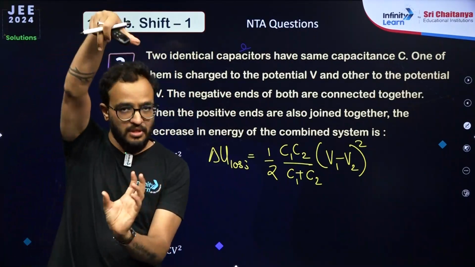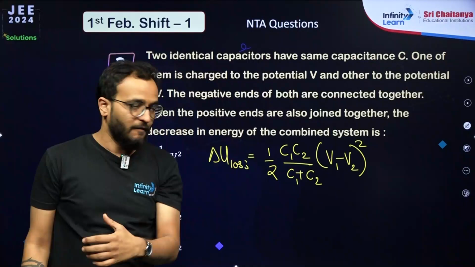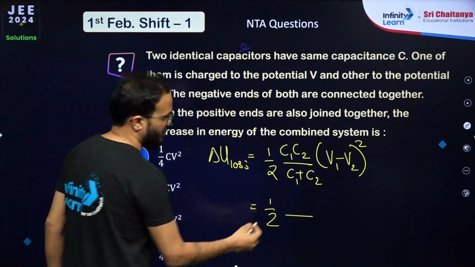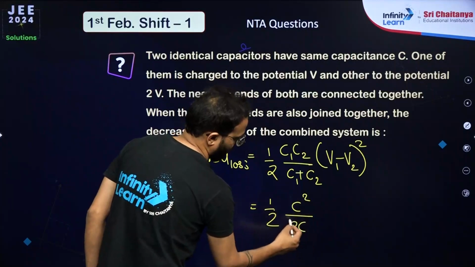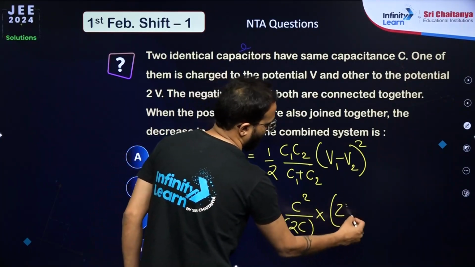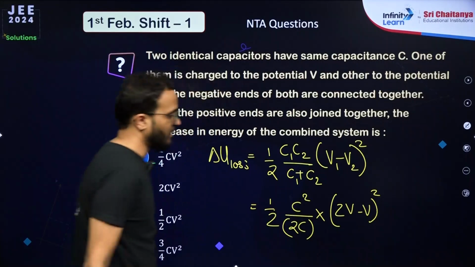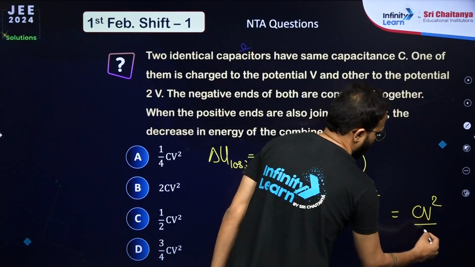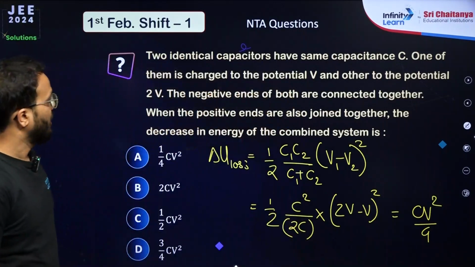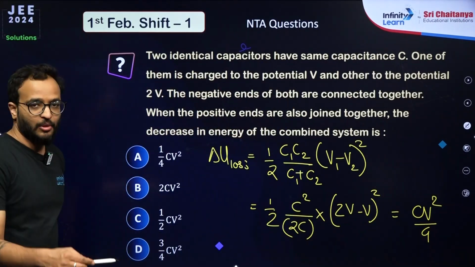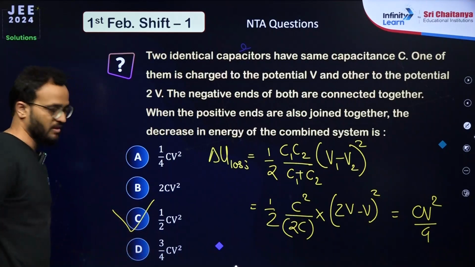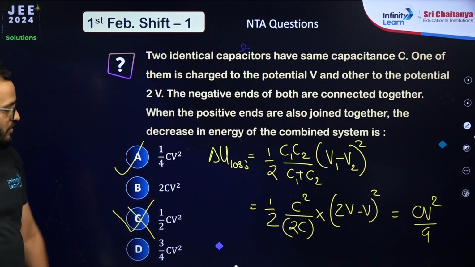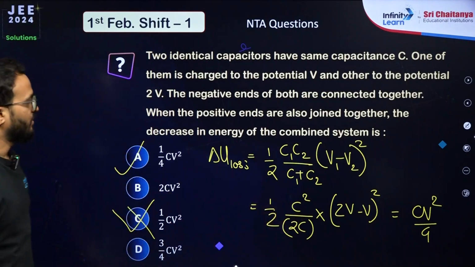But if they're connected in opposite polarities, that means the positive plate is connected with the negative plate, then make it plus. That's all. So half into identical means C square, that is C square by 2C into (2V minus V) whole square. Right. So it will be CV square by 4. So what are they asking? The decrease in energy of the system, or the loss. So the loss will be not half CV square, not this, not A. CV square by 4. Is that okay? CV square by 4 will be the right answer.